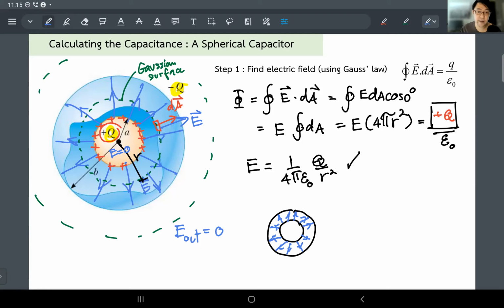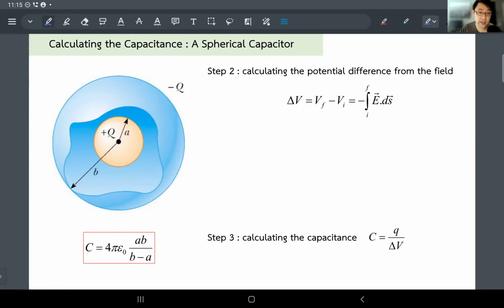Now that's done. Step number 1, you already found the electric field between two spherical shells. Step number 2, now we need to do the calculation of the potential difference. So we want to walk from negative to positive charge again, if you want. So what you want is the delta V here, right?